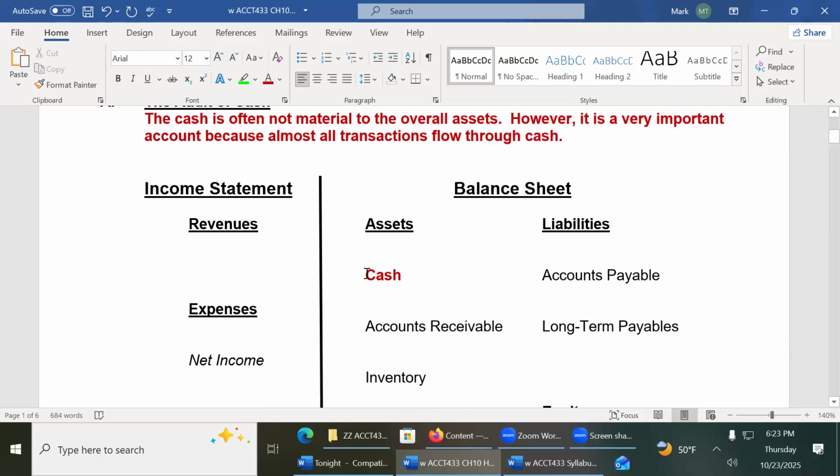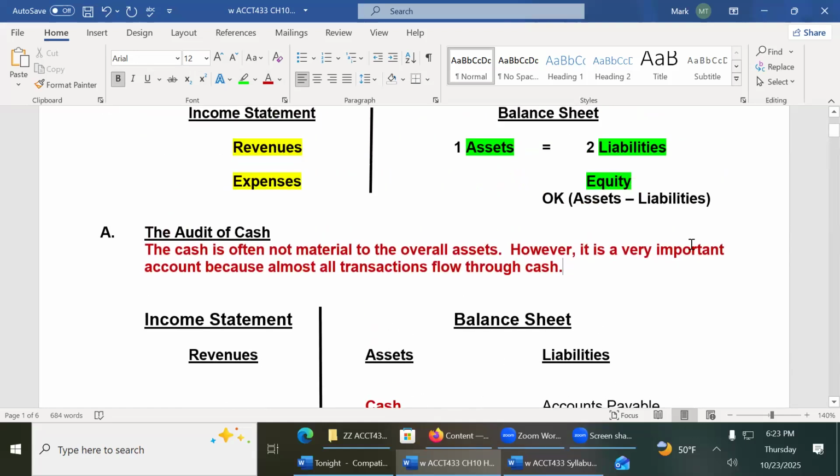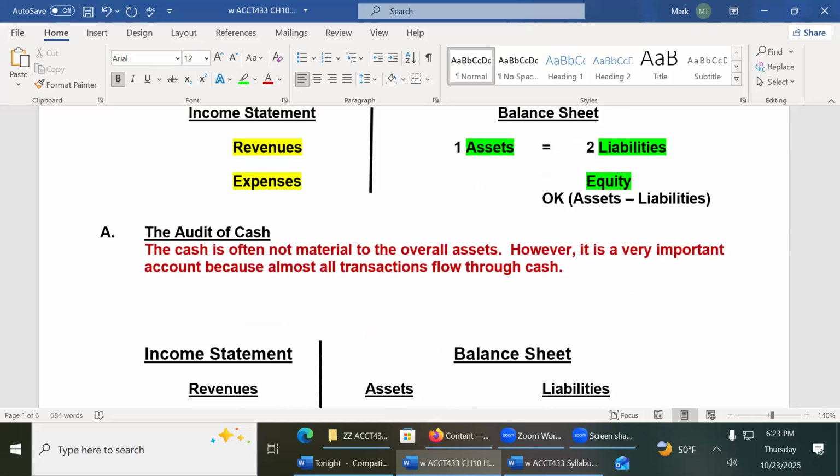So let me do one more thing in there. Often the cash account can be audited to 100%.